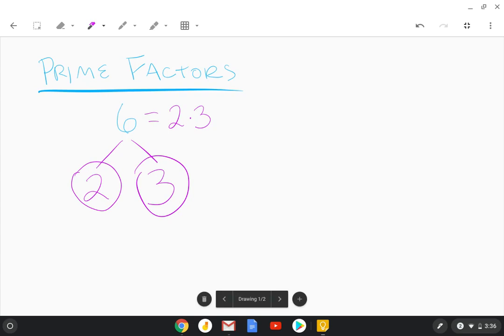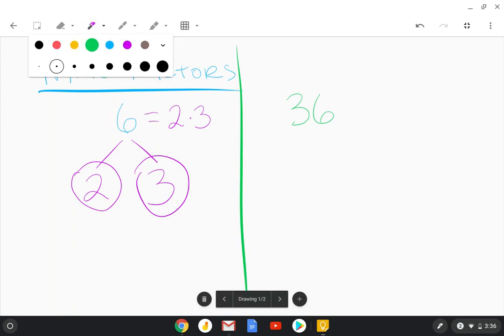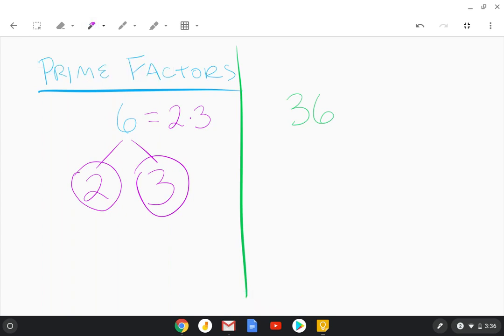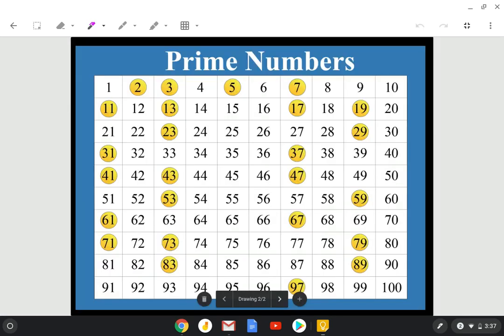Now, it can get a little bit more complicated than this if the numbers get larger. So let's look at another number. Let's say I'm given the number 36. Draw a line down here. And I want to break that down into prime factors. So let's say, okay, what are two numbers that multiply to make 36? Just off the top of my head, I think 3 and 12 multiply to make 36. We know 3 is prime, so that one's done. And then I look at 12, and 12 is not a prime number. 12 is a composite number.